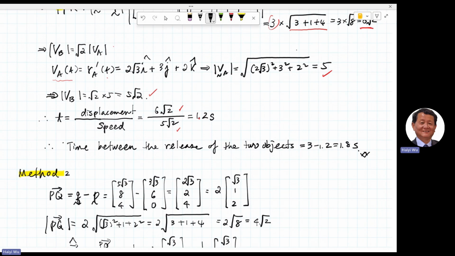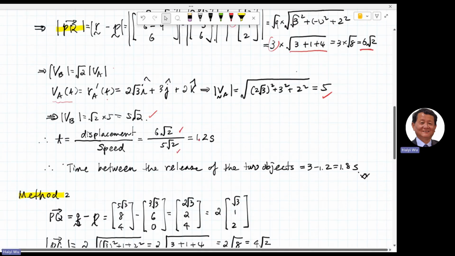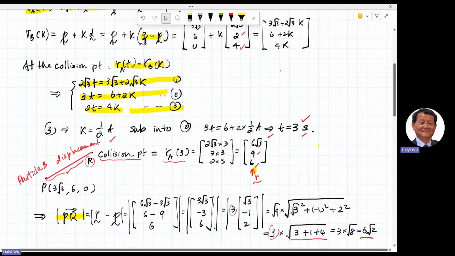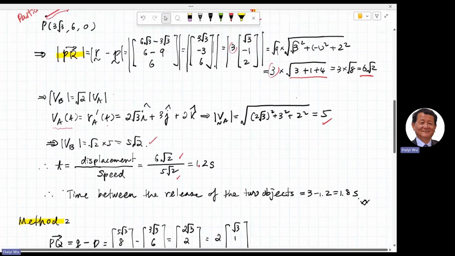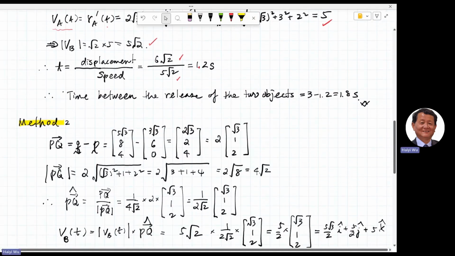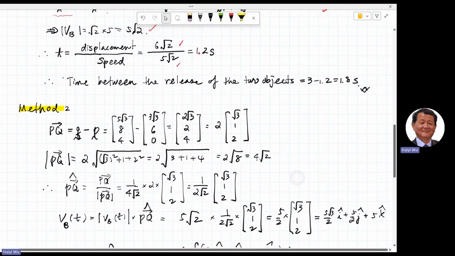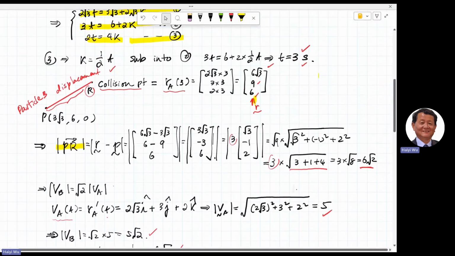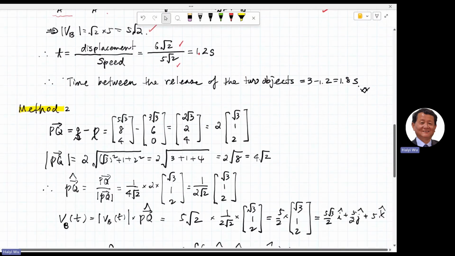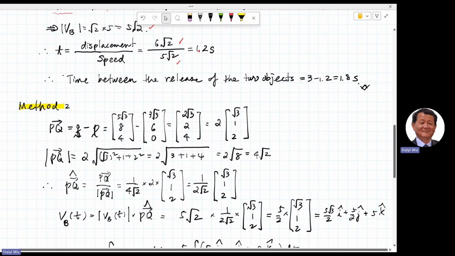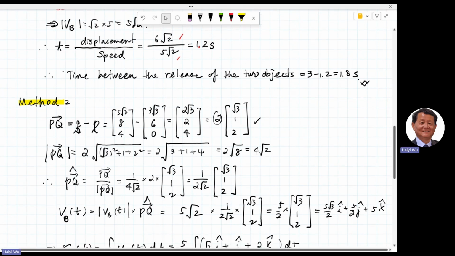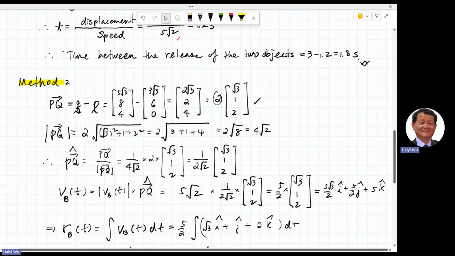So we're going to do method number 2. In method 1, we used the position vector and also a vector equation. Now in the second method, we're still using the position vector for PQ. PQ is Q minus P, similar to what we did before. I'll take a 2 as a common scale out from the vector. Then I'm going to work out the unit vector for PQ.